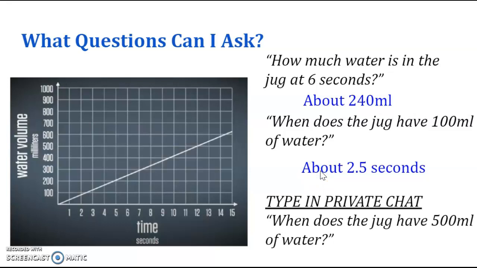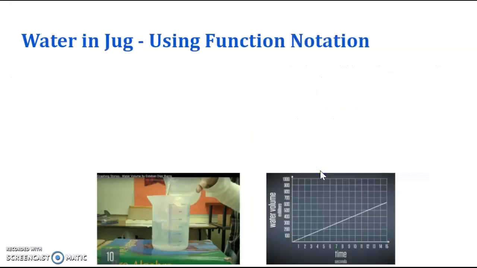Okay, so now I want you to type in private chat: when does the jug have 500 milliliters of water? How would you figure that out? Just look at what we've just done, and can you give me the time when the jug had 500 milliliters of water? Okay, all right, now let's move on.